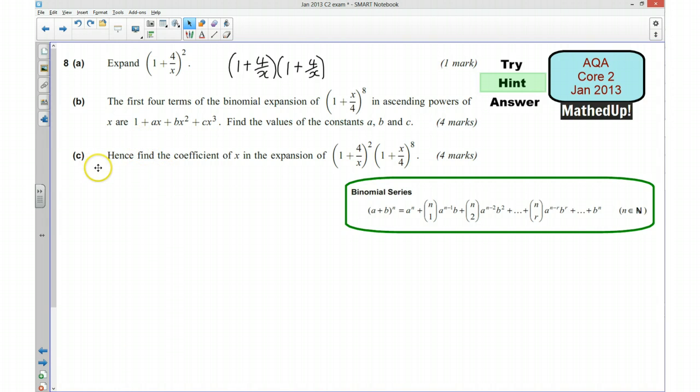Part C says hence find the coefficient of x in this expansion. So once you've expanded this out for the first 4 terms and got it in this form, and you've already expanded this out, you'll be able to match together the product of any terms that are going to give you an x term, and you can use that to work out the coefficient of the x term. So if you'd like to pause the video now and see if you can have a go at answering the questions.